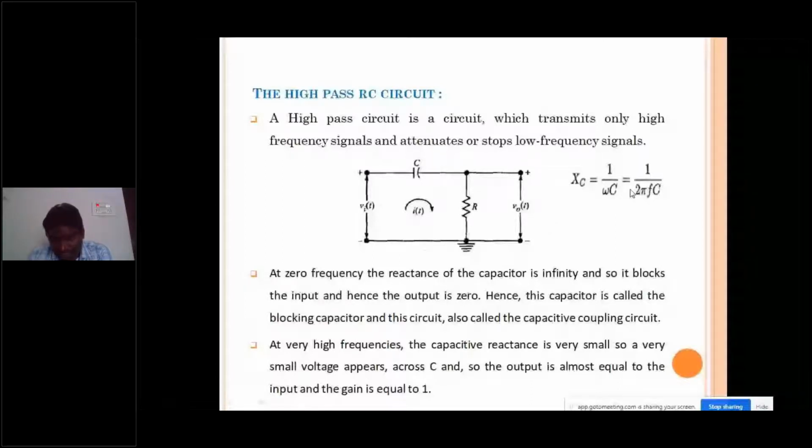But if the frequency is high, then the reactance will become low because these two are inversely proportional. If the reactance is low, it just works like a short circuit. It allows whatever signal you are applying here to come in, which means this circuit is allowing high frequency signals to pass through it. That is why it is called a high pass RC circuit.